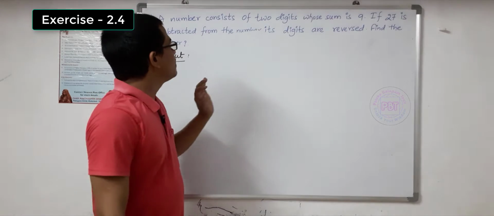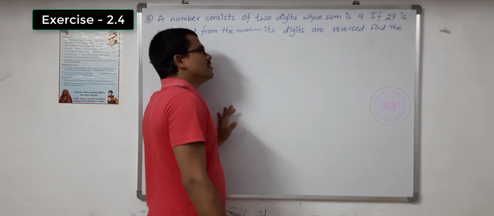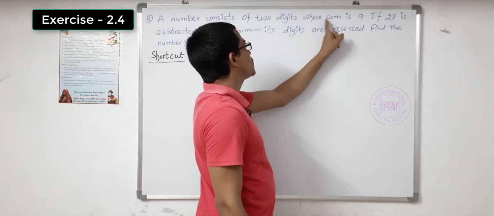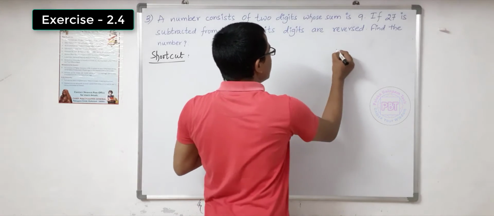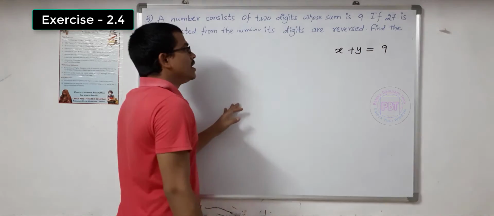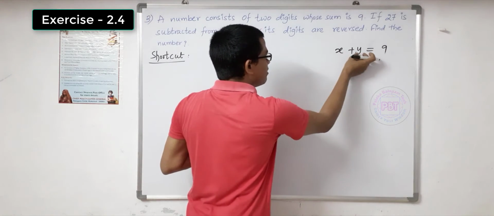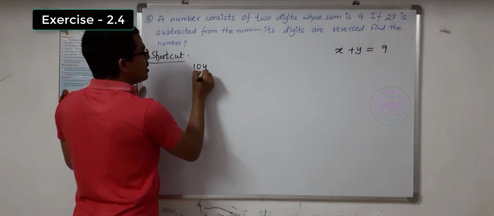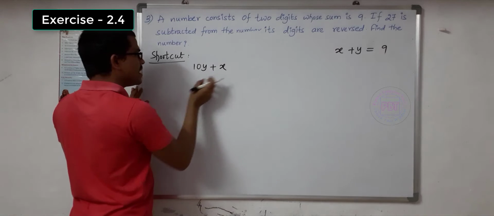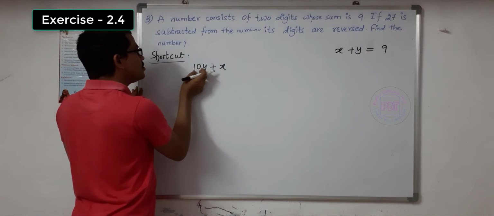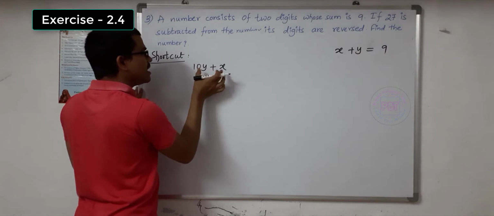Now let us see the shortcut method. Here I am taking the ones place digit as x and the tens place digit as y. According to the question, the sum of the two digits is 9, so x plus y equal to 9. Now if you observe, x is in the ones place, y is in the tens place. Then what is the number here? 10y plus x is the number. Why? Because x is in the ones place, so x into 1, y is in the tens place, so 10 into y. This is the required number.